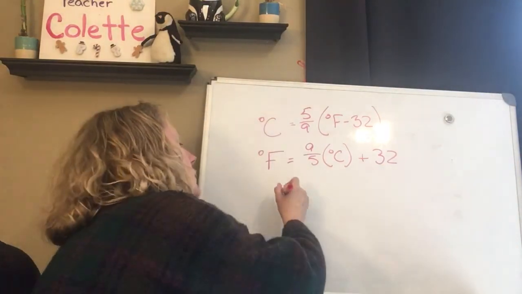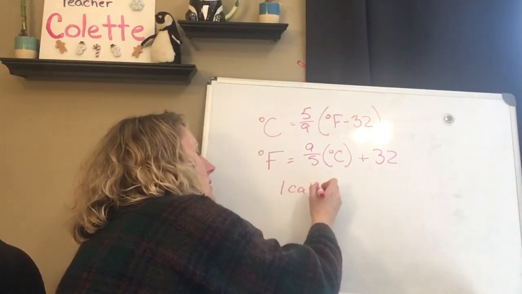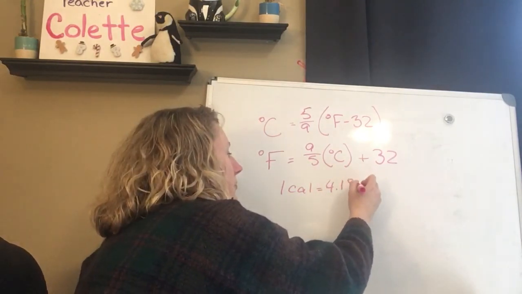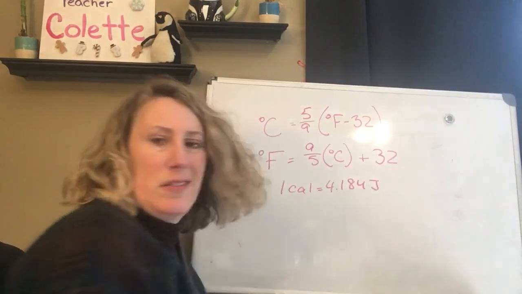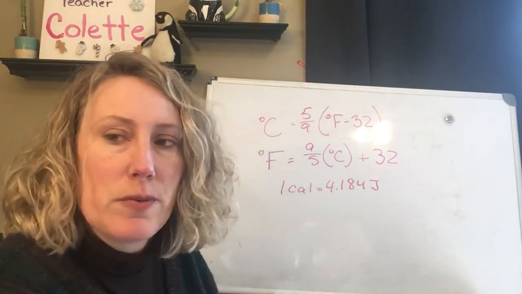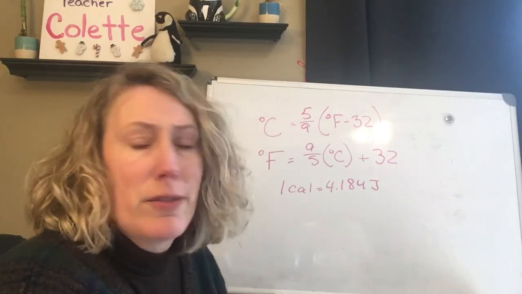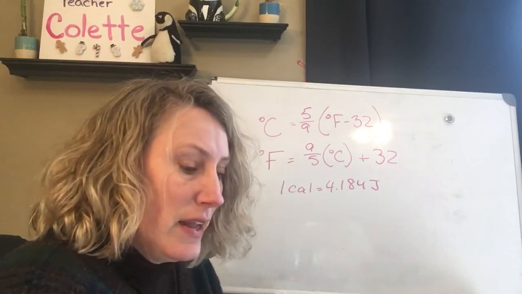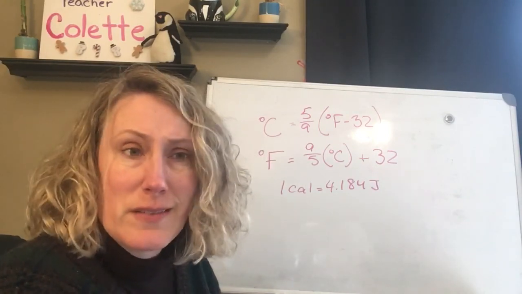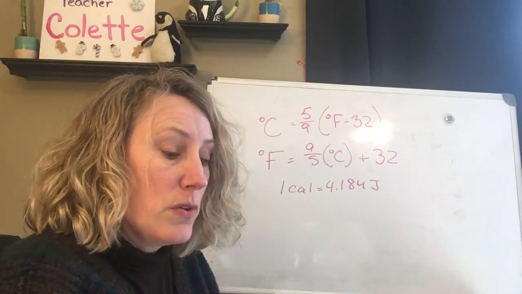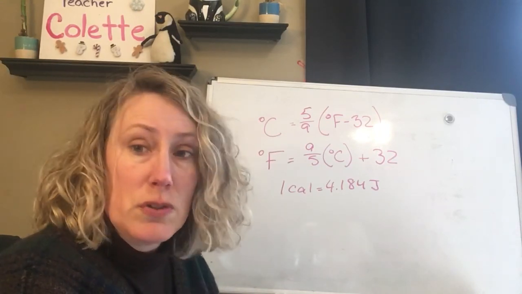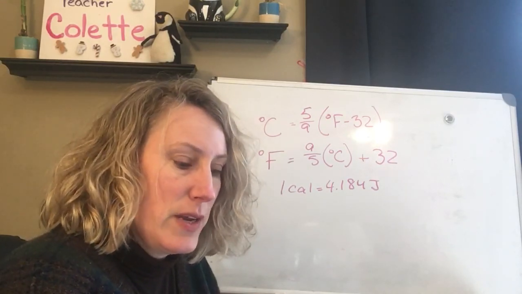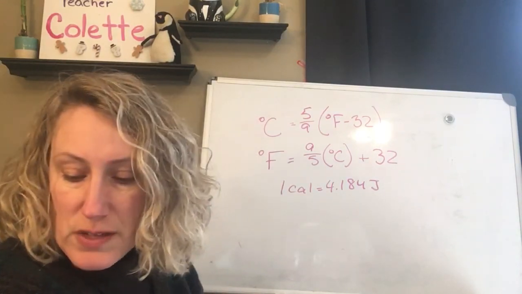So 1 calorie, small c, is the same as 4.184 joules. This is another reason why we didn't throw this chapter in week 3, because it's not really chemistry, and you're learning all these different things that don't have anything to do with chemistry really. You'll use joules a lot when you're in physics. And 1 calorie is the same as 4.184 joules.